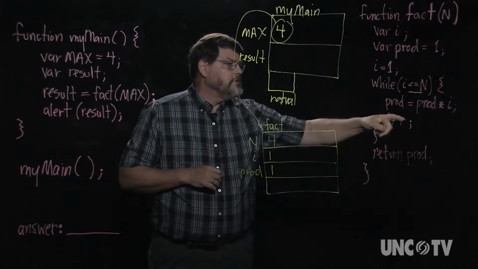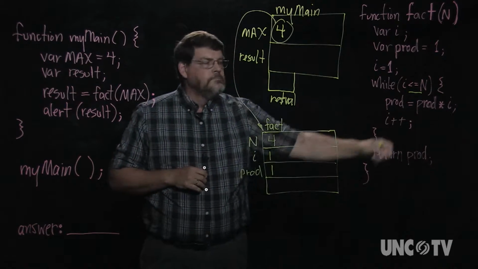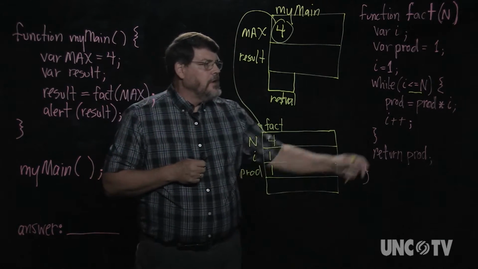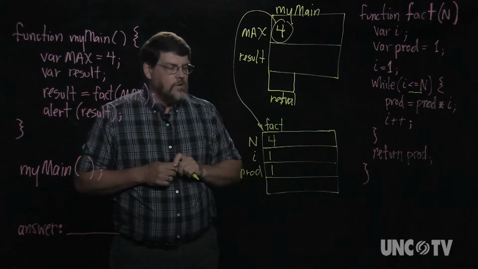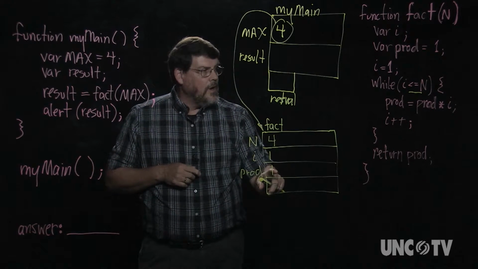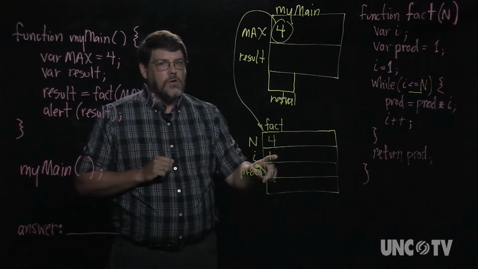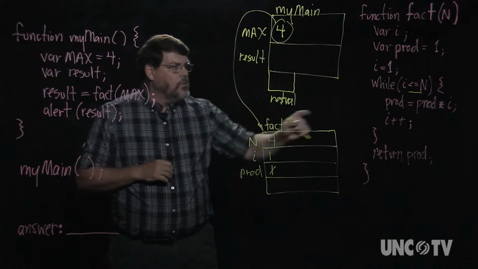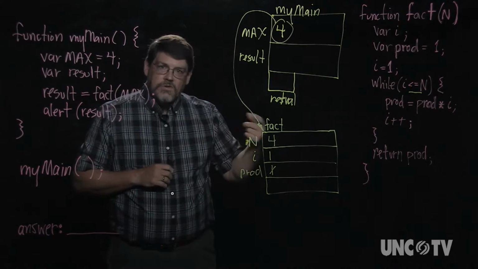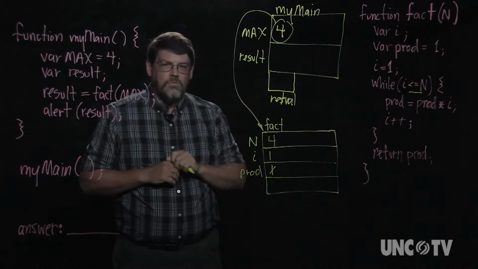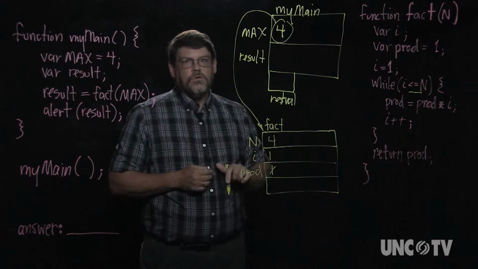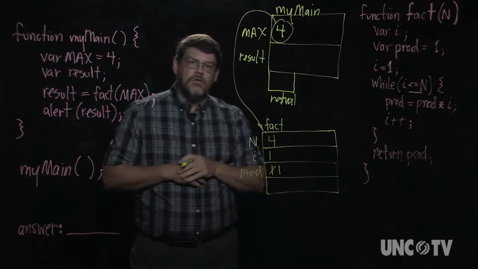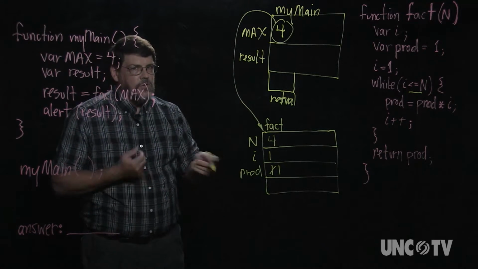Executing the loop body says go and look up what's in prod, go and look up what's in i, multiply them together, and take that result and put it back into the variable called prod. 1 is in prod, 1 is in i, multiply them, I get a 1, and I put the result back into prod. With this memory map technique, whenever I do an assignment a second time, what I want you to do is cross through the value that was there and write next to it the new value that's going to go in there. Now in this case it didn't change, but it did actually get done.